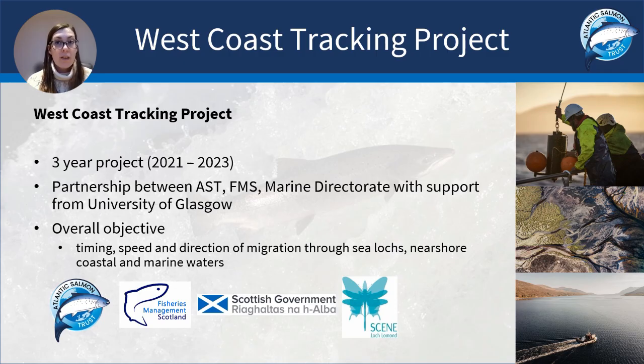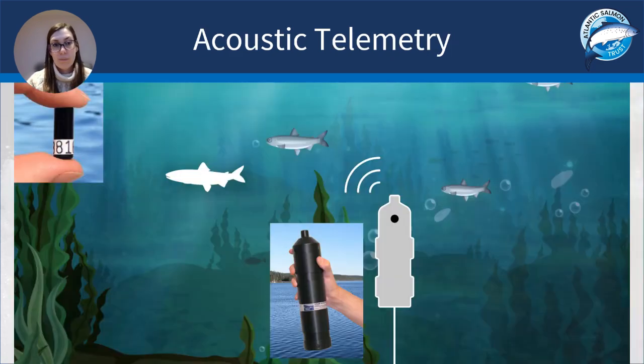We really wanted to understand the early phase of the marine migration of salmon smolts and use that information to inform the management and policy of the species. So it's a 3-year project starting in 2021 with the final data collection year being in 2023, and we're just in the process of analysing all the data collected and writing that up for scientific publication. The project's a partnership between Atlantic Salmon Trust, Fisheries Management Scotland, Marine Directorate, and has support from the University of Glasgow. And as I've said, the overall objective is to look at the timing, speed and direction of migration through sea lochs, nearshore coastal and marine waters.